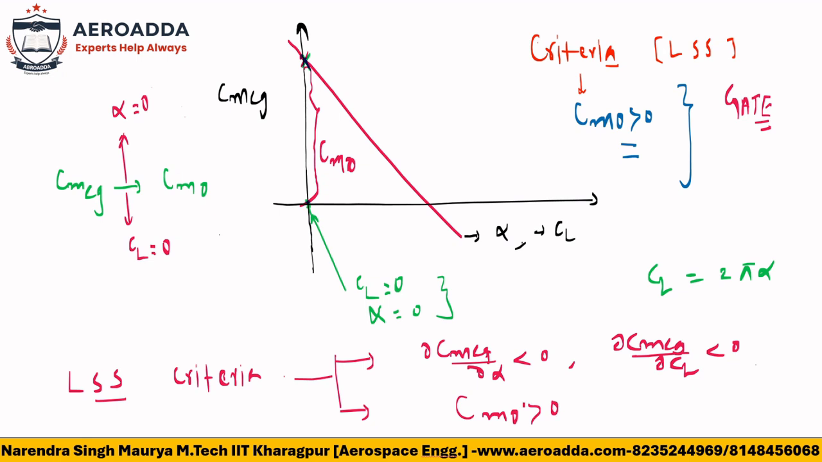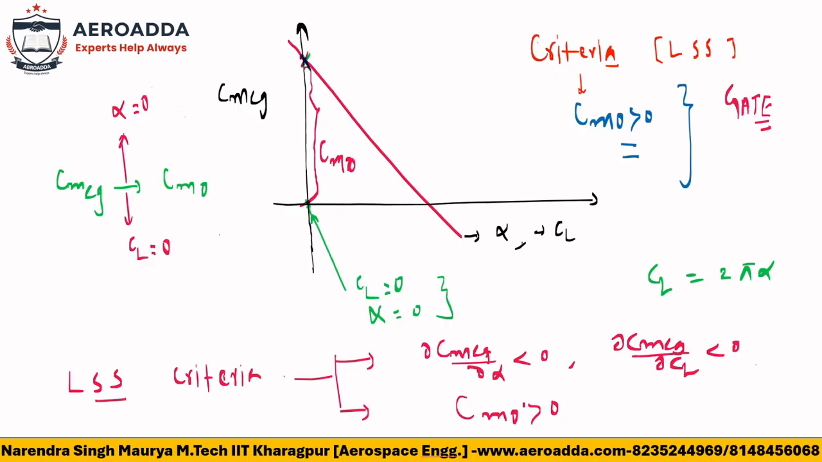So I hope this is very clear, right? Because this is not a simple thing. Whatever I have taught you, this is the main conclusion for the longitudinal static stability. Now, continuously, for the next 4-5 lectures, you will be working with this. Everywhere you will be finding this CM naught positive, and dCM CG by d alpha, or dCM CG by dCL, should be negative.